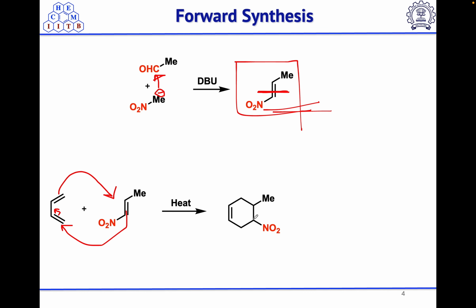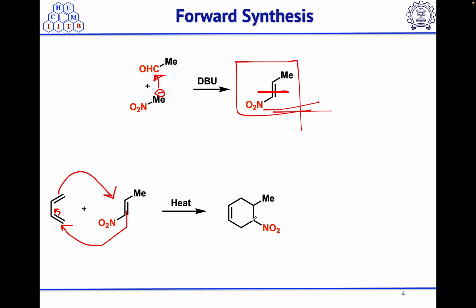Then if you see our final compound, we have a carbonyl group here, at this carbon, instead of nitro. So how can we convert this nitro to a carbonyl group? In earlier classes we have also discussed how we can convert nitro to aldehyde or ketone.